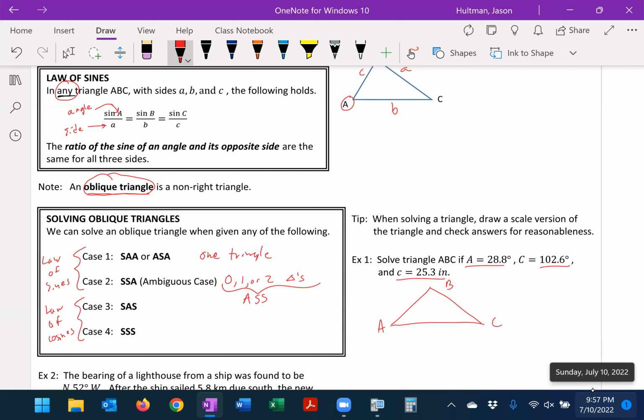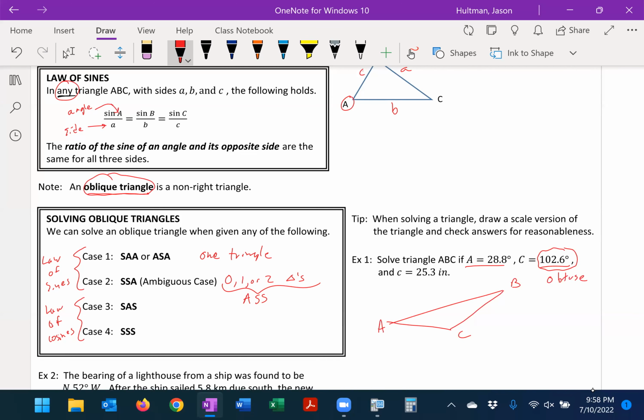It really doesn't look like this, because angle C is an obtuse angle, which is going to make an obtuse triangle. So that's going to change the angle here. Let's change the way that this looks. So maybe B is over here and C is down there now, and so we get that obtuse angle 102.6. And angle A is 28.8. What we want to do is find out what all the other sides and angles are.